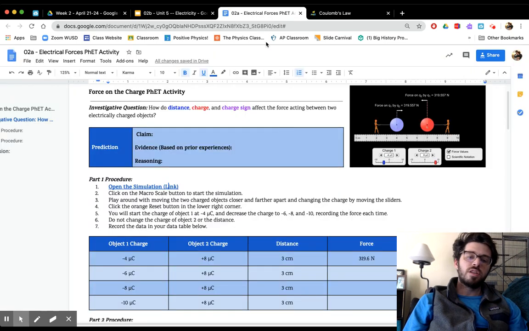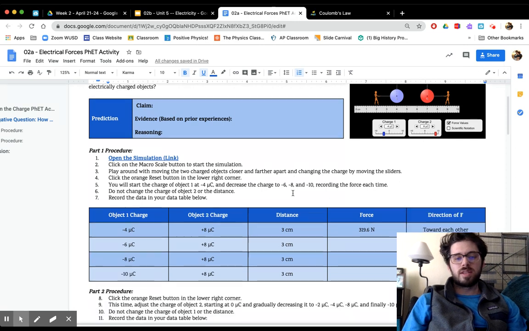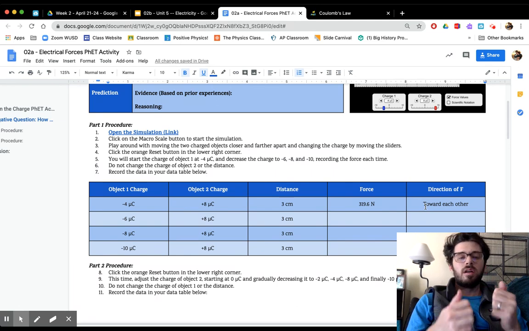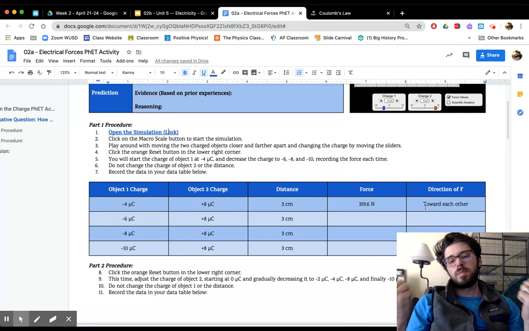Okay, so looking back at the simulation, we'll take a look. The first one, you're going to be varying charge 1 while holding charge 2 and the distance constant. What you guys are going to do is then list the force, and you're going to list what direction the force is. Are they going towards each other? Are they attracting each other, or are they repelling from each other?